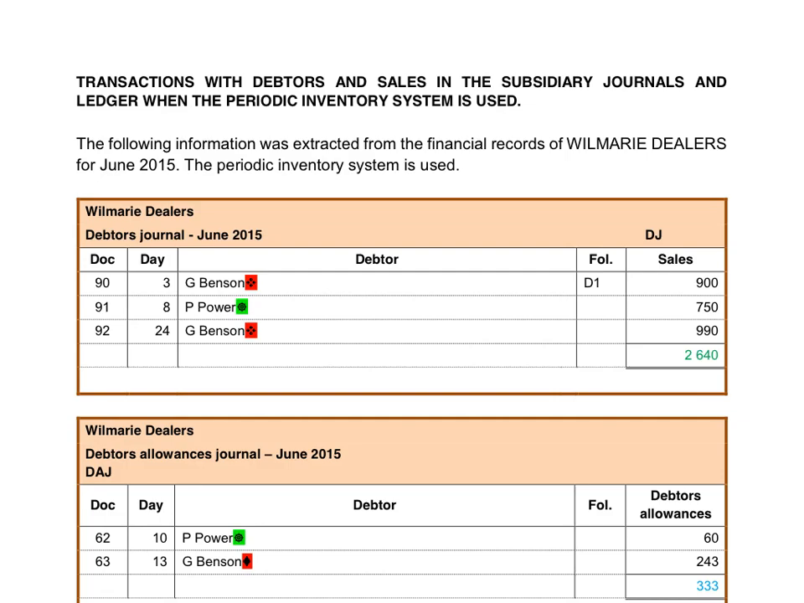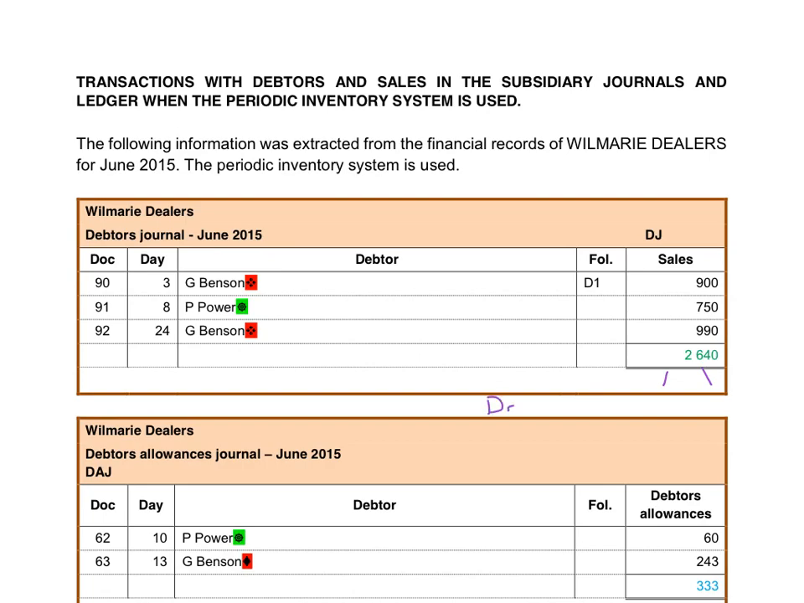Good morning. We will pay attention to transactions with debtors and when goods are sold in the subsidiary journals and ledger when the periodic inventory system is used. In the debtors journal, we will only have one sales column and we will not have a cost of sales column because we don't use a cost of sales in the periodic system. The totals in the sales column will be posted to two accounts in the ledger to complete the double entry.